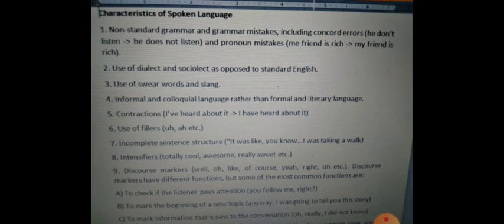So this sort of discourse markers are very common in the spoken form of language, and they are rare in the written language.